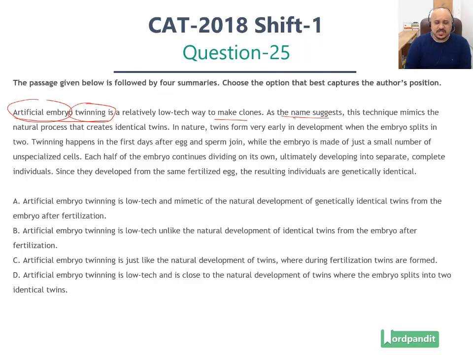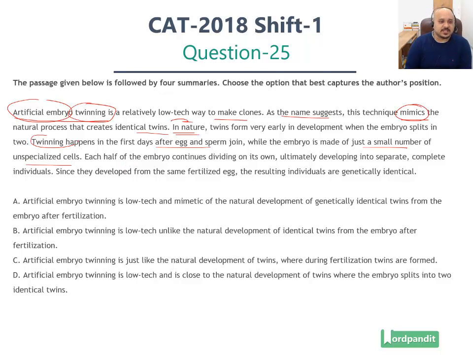What does this name suggest? As the name suggests, this technique mimics. So that means it copies the natural process that creates identical twins. Now the author is going to explain what happens in nature. In nature, twins form very early in development. When the embryo splits into two, twinning happens in the first days after the egg and sperm join, while the embryo is made of just a small number of unspecialized cells.